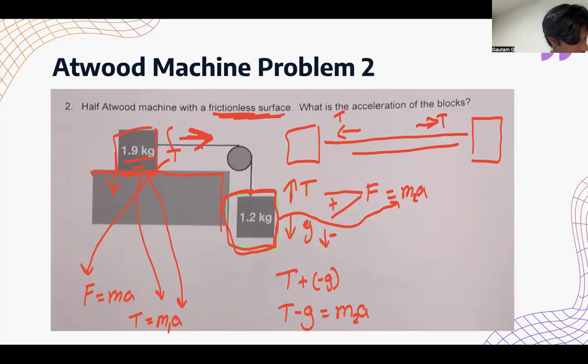So then we have our two equations. Can I erase everything on the board and just have our two equations? Is that fine with you guys? You guys are good, right? I'm going to erase everything because we only need these two equations now. I'm going to highlight that right now. We only need these two equations because we got them, right? T equals m1a and T minus g equals m2a.